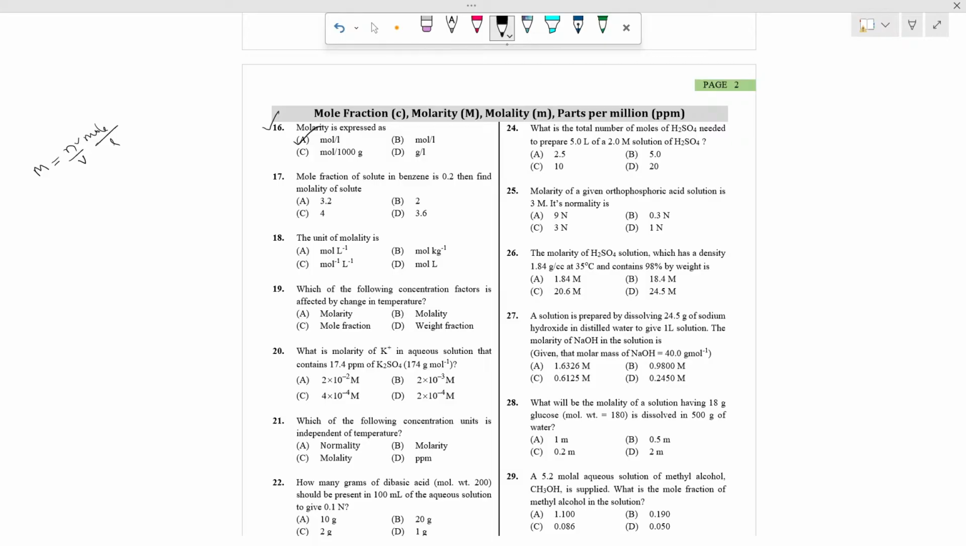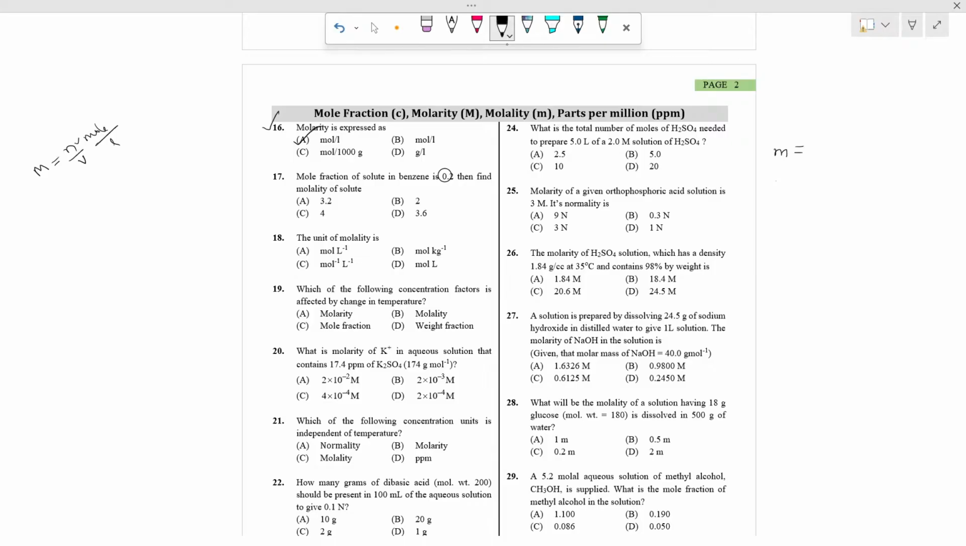Next, second question, the 17th one. Mole fraction of a solute in benzene is 0.2. Mole fraction is given, then find molality. Molality they are asking. Generally this question, if you go for the traditional method, will take a lot of time. So you can use this formula.